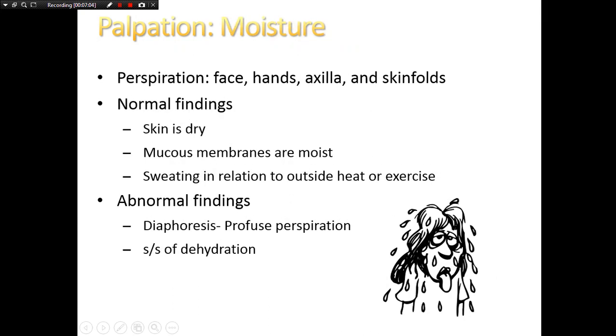And moisture, we know obviously between diaphoresis and dehydration. Some of the things that we're going to see when we're assessing or palpating the skin for dehydration: dry, cracked lips, oral mucosa, and then we're going to see tenting. We're going to talk about that when we get to the mobility and turgor section. But perspiration is normal with certain things. Exercise, maybe a little bit of fever, those things are normal. Our problem with diaphoresis is when it's profuse.